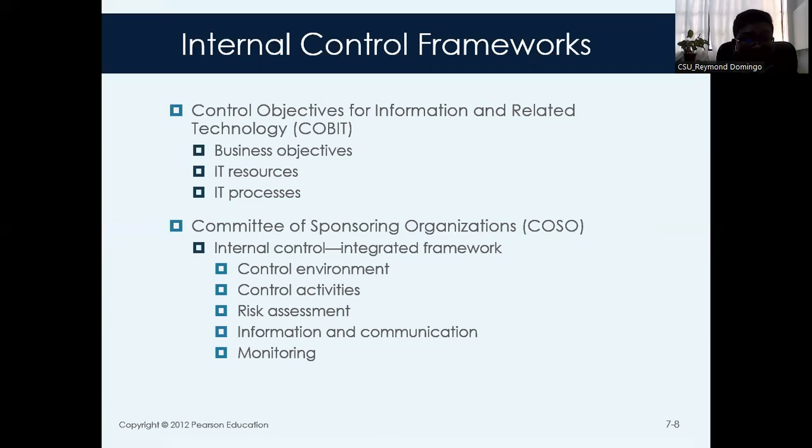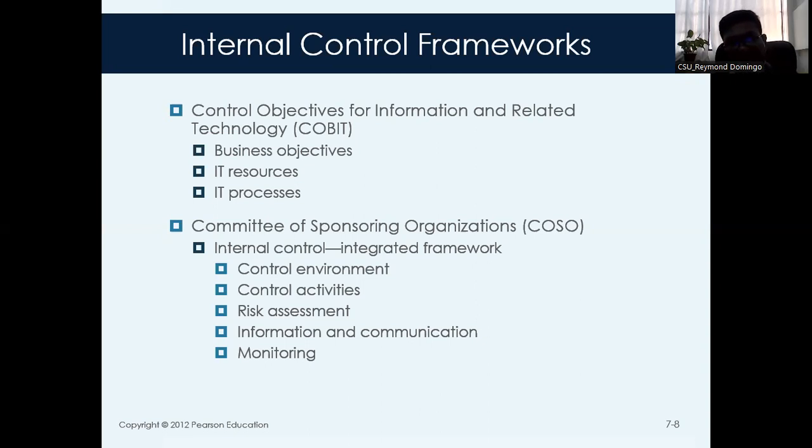So let's go now to our internal control frameworks. Here, class, we have two major bases for internal control frameworks. First is the Control Objectives for Information and Related Technology, or what we call COBIT. Under COBIT, class, we have the following aspects: the business objectives, IT resources, and IT processes. The objectives are what we want: the specific procedures, activities, policies, and our goals. So those are our business objectives.